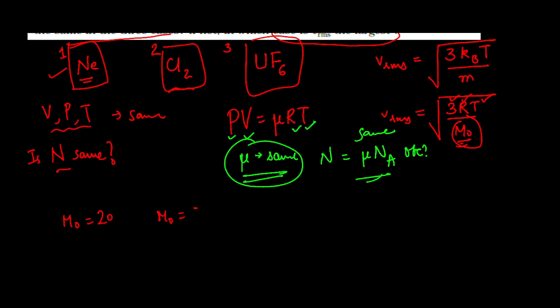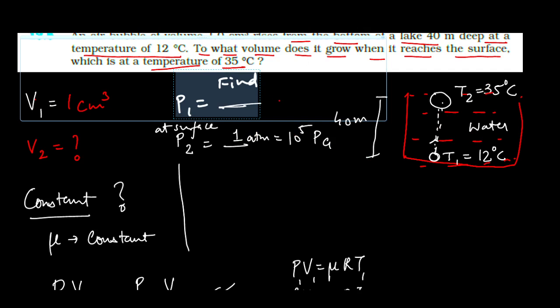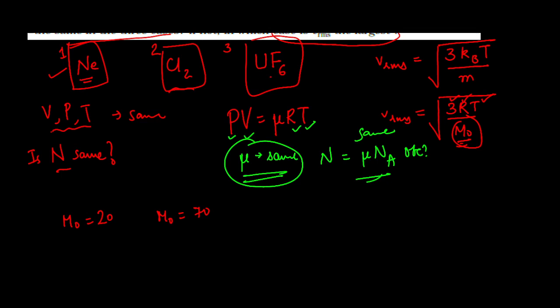And UF6, just 1 minute, the page got changed by a shortcut. Yes, and UF6 is much more. Uranium is 238 and fluorine is 17, so 17 into 6, so it's much more. So that's why the answer is neon will have the largest Vrms. I'm sure everyone got that. So that's it for this particular question.